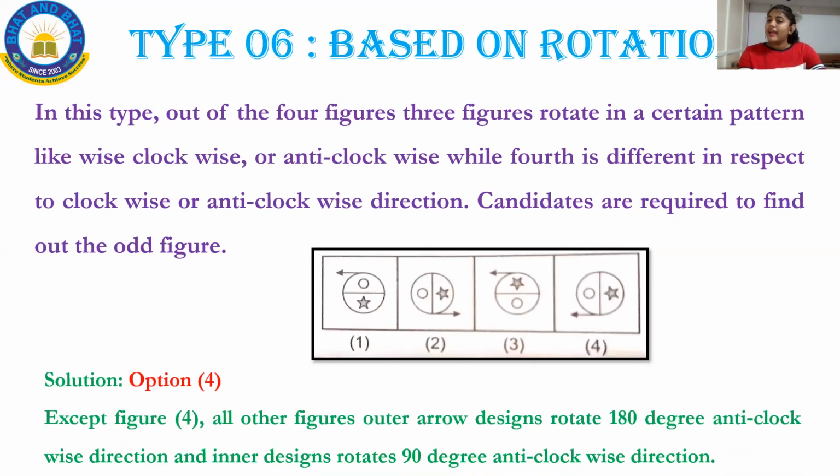So the next one is based on rotation. In rotation, there are 2 types. The first one is clockwise direction. So see here, I'll draw. This is my 12. Without changing direction, it moves and comes again to the 12. It's called clockwise direction.